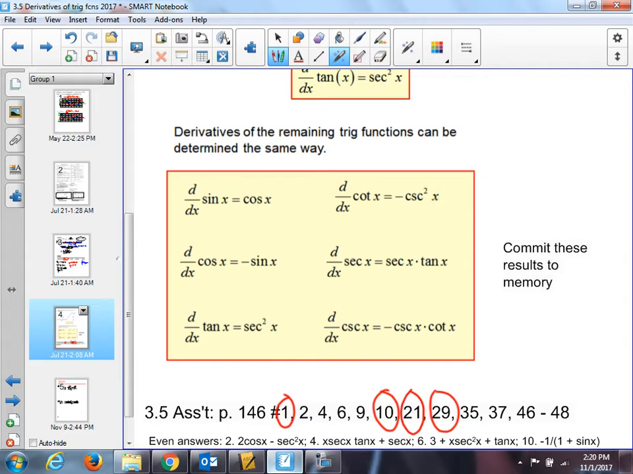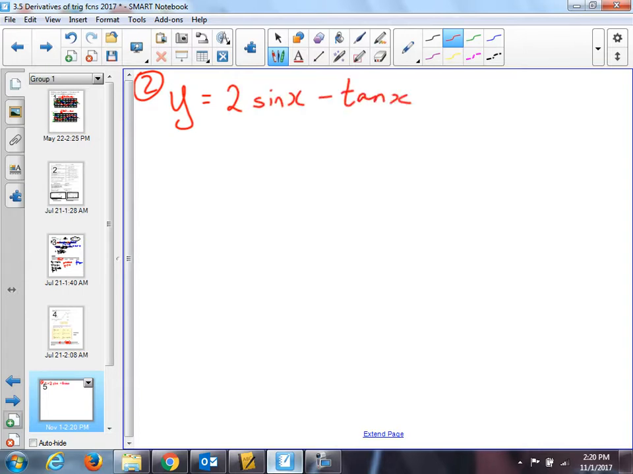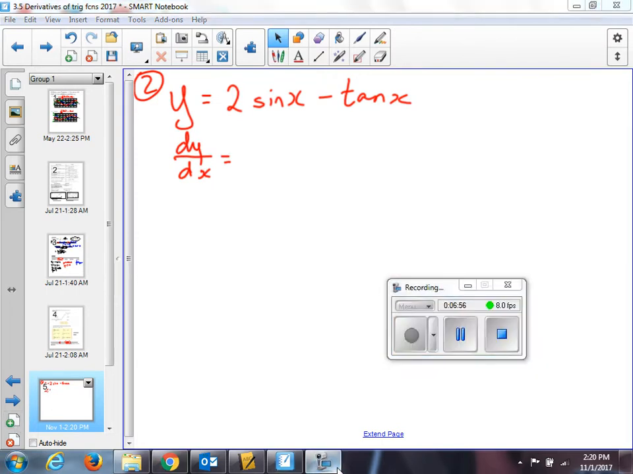Let's just do number 2 real quickly from the assignment, and then we should be good. And then we'll take a look at something else here. So number 2 was, if the function is y equals 2 sine of x minus 10 tan x. We could do this as an example on the side of the page, you don't have to do it later. Then all you have to do is apply your new rule.